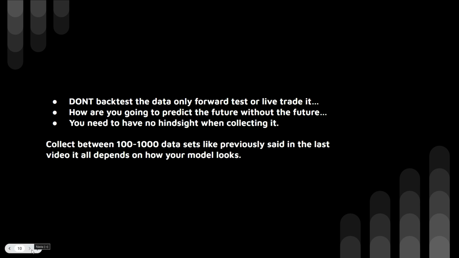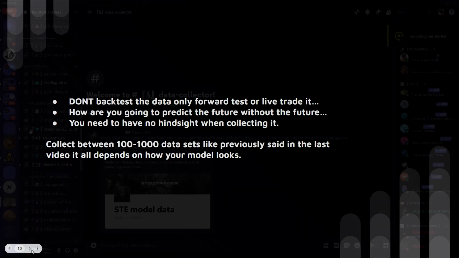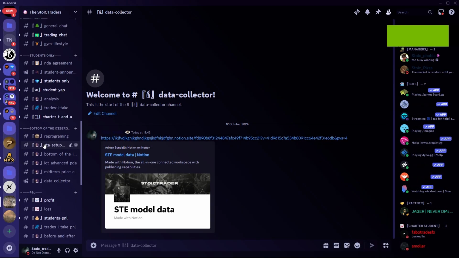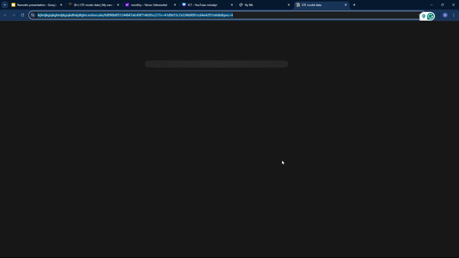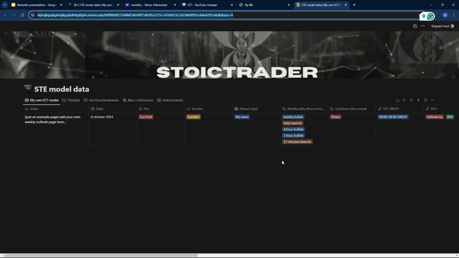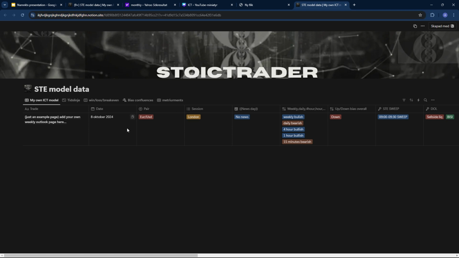But anyways, now I'll show you the rest of the things in my server, and my data collector right here. It's in the resources, scroll all the way down and you'll see the data collector, and then you just click on it. Once you have clicked on it, it will take you here. And here's an example. You can see the link here as well for it, so you can join that as well.